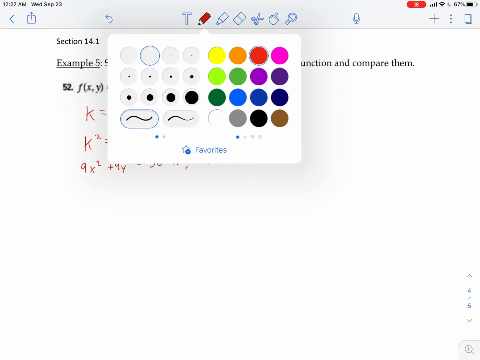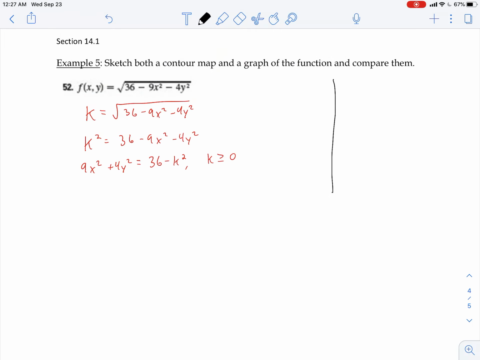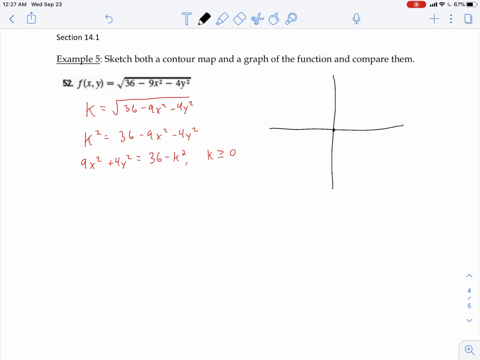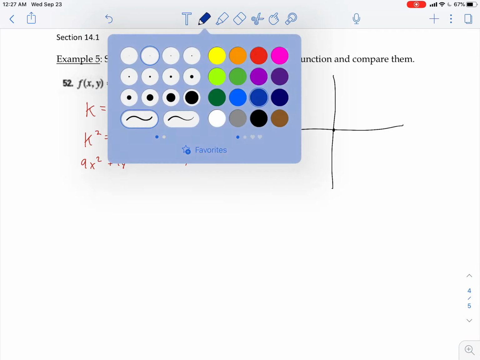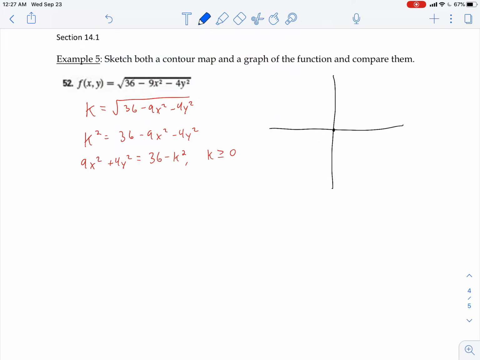All right, so to draw the contour map, again, we're going to have a bunch of ellipses. And we're going to start off with our first value. So our first ellipse is where k is equal to 6. Because if k is 6, we get 36 minus 36. That gives us 0. So that means that our first ellipse is just going to be that dot right there.